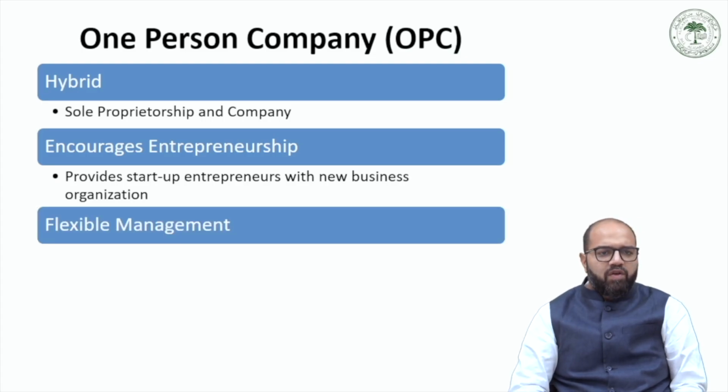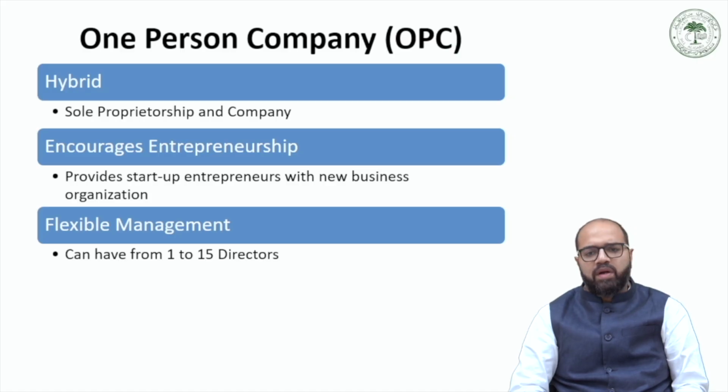Now the third aspect of an OPC, or rather an advantage, is flexible management. While an OPC has singular ownership, there can be diversified management. An OPC can have from 1 to 15 directors. So if the promoter of an OPC desires to manage the company entirely by himself, he can be the sole member as well as the director.